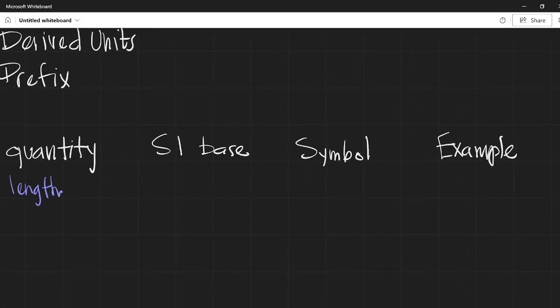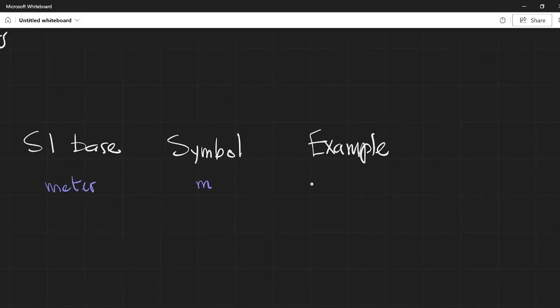And the unit that we use for length is the meter. And the symbol for the meter is a lowercase m. And this is used to describe height or distance, or maybe how much an object has been displaced, how much it has moved from some starting position.